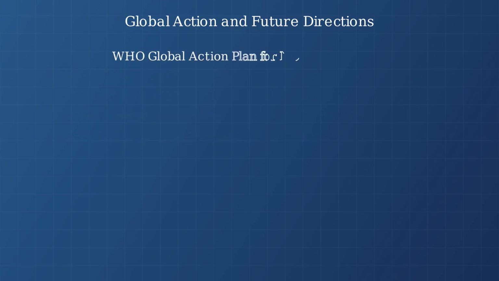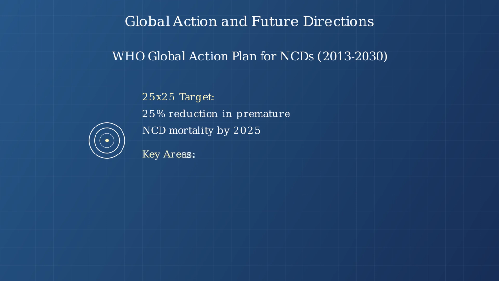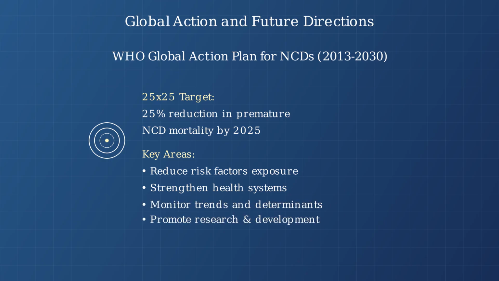The World Health Organization established the Global Action Plan for NCDs with the ambitious goal of a 25% reduction in premature NCD mortality by 2025, known as the 25 by 25 target. This comprehensive plan focuses on key areas including reducing exposure to risk factors, strengthening health systems, monitoring trends, and promoting research and development.